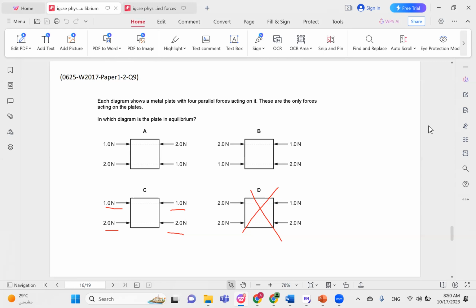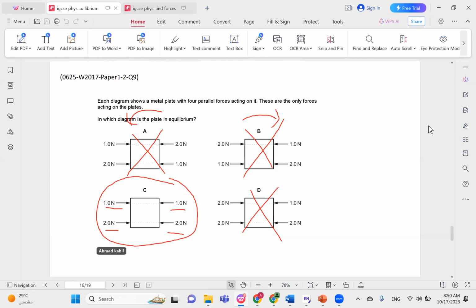A is going to rotate in this direction. B is going to rotate in this direction. So again, A and B are incorrect. And the only correct choice here intuitively, without all of these drawings that I made, is choice C.